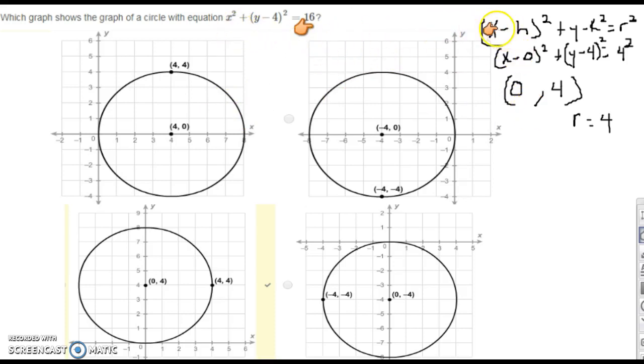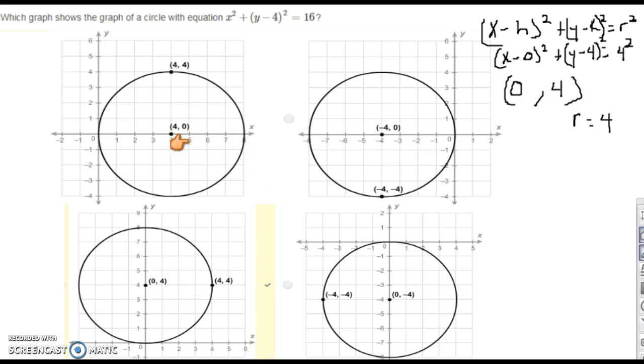So our center, if I want to go ahead and write it, this is the standard form, graphing form here. This means that there's no h value. So I just wrote it here so you can see h. x minus 0 squared, y minus 4 squared equals radius squared. So 4 squared. So 0, 4 is going to be our center, and the radius is 4. So you want to look at which graph has the center at 0, 4.